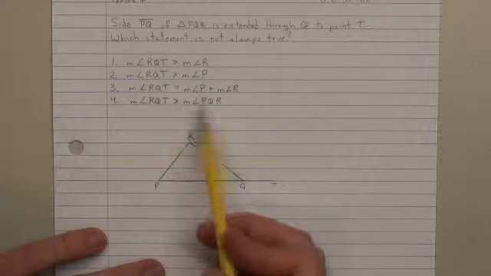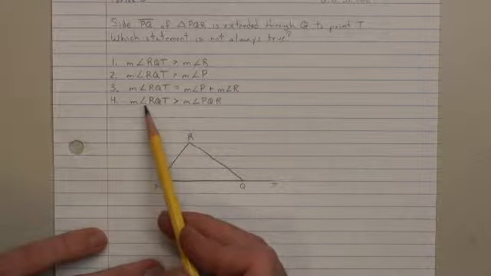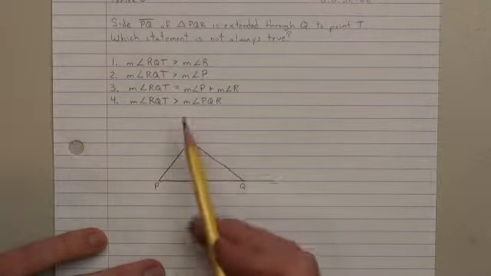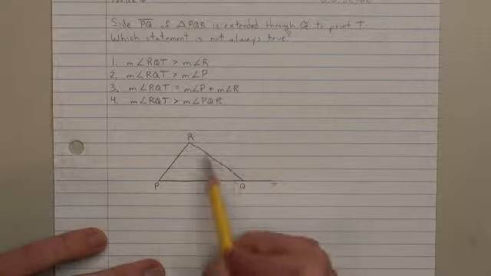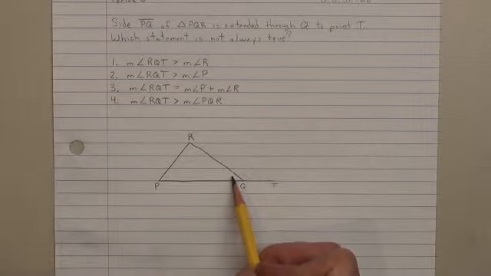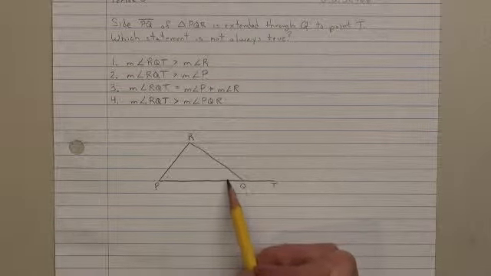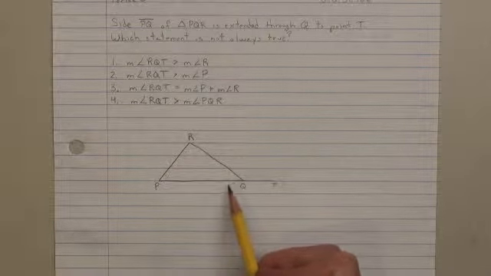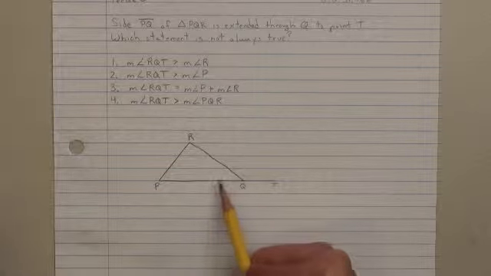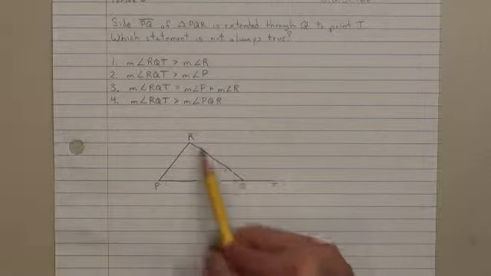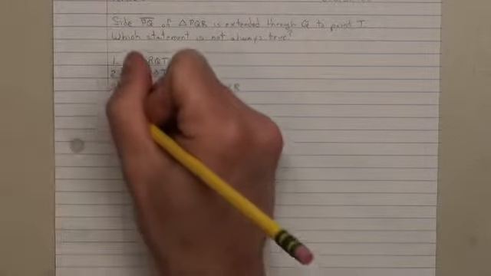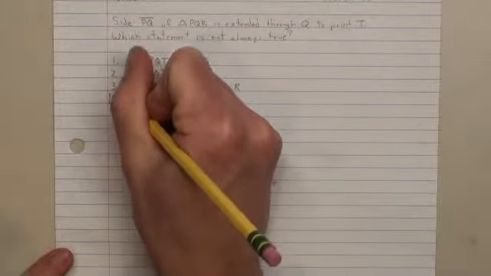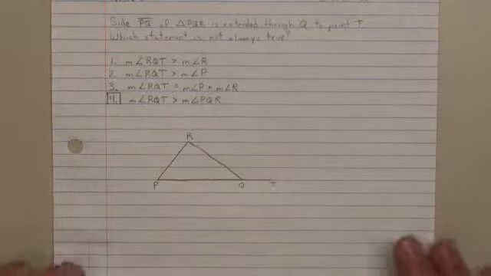So the choice must be 4, but let's see what it says. The measure of angle RQT is greater than the measure of angle PQR. And in this triangle it is, but it doesn't always have to be. Okay, I could have drawn this diagram in a different way, where angle PQR would have been greater than angle RQT. So the answer to this one is 4. Okay?